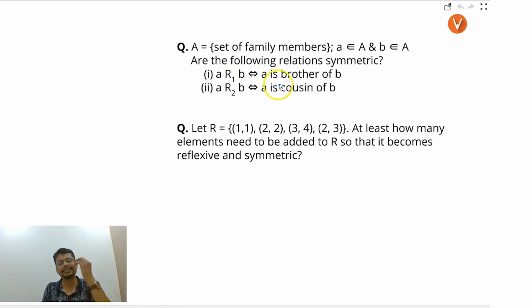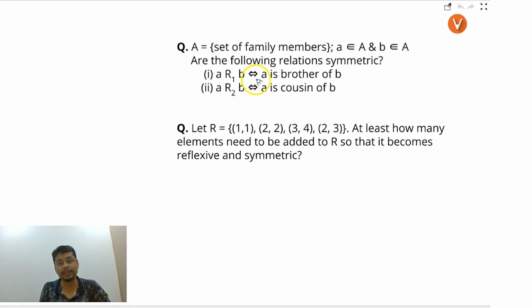All right. Let's consider this question. If small a belongs to capital A and small b belongs to capital A again, where A is a set of family members, then which of these relations are symmetric in nature? Think carefully. Please pause if you so want and think about the answer to these two parts of the question. All right, and then get back to the video to know the right answer.